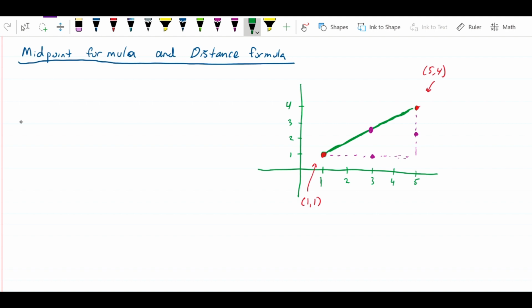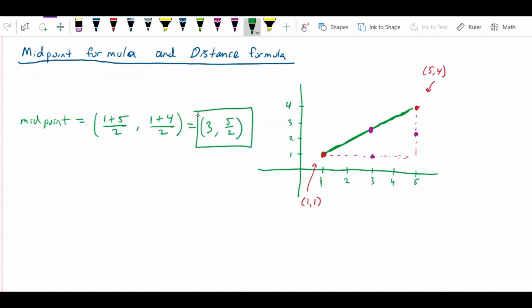So the midpoint is going to equal the average of the x parts, which is going to be 1 plus 5 over 2, and the average of the y parts, which is 1 plus 4 over 2. And that just gives us, 1 and 5 is 6, so that just gives us the point (3, 5/2). It's the midpoint.